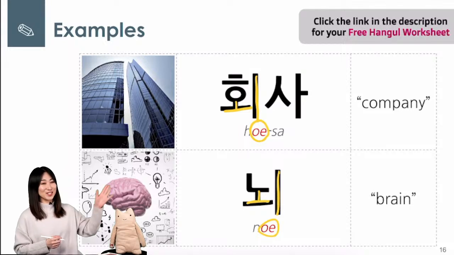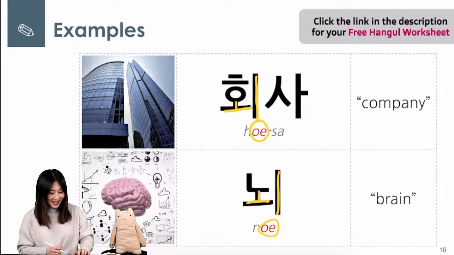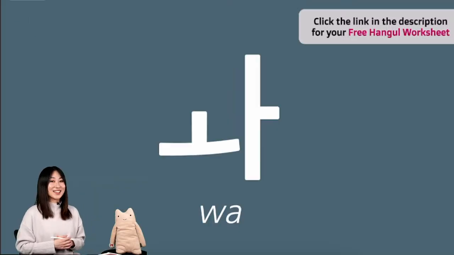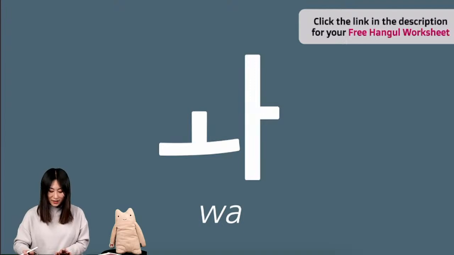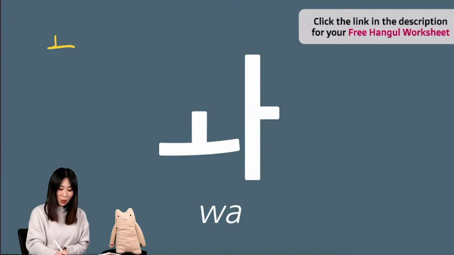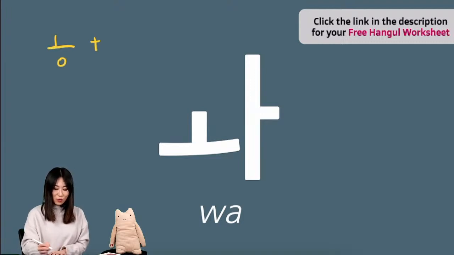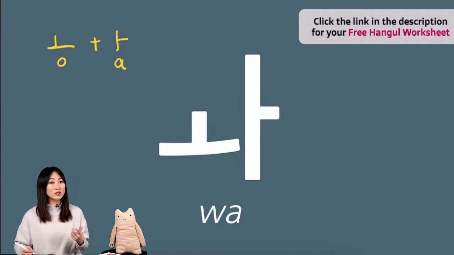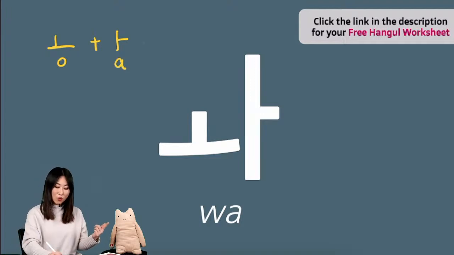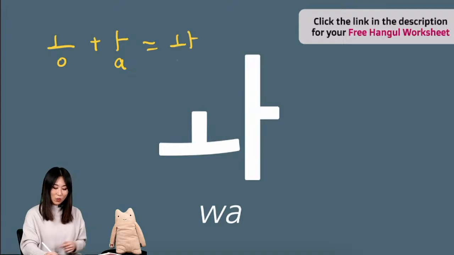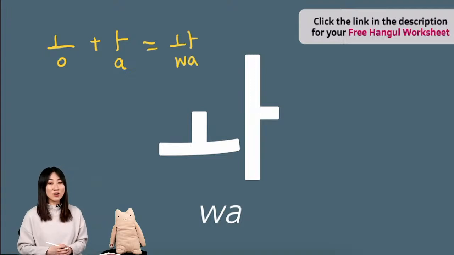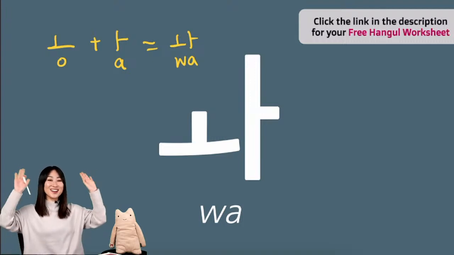Okay, so these examples are fine, right? Let's move on. My next example is this. 와. As you can see, the origin is simple. We have the O sound, and now we have the A sound, and pronounce it quickly. Wa. It becomes wa. It's like, wow. So wa.